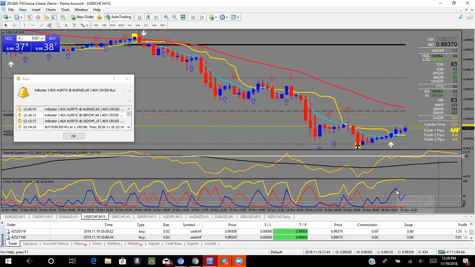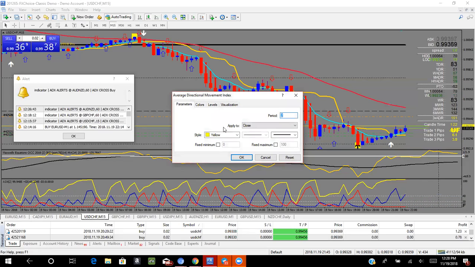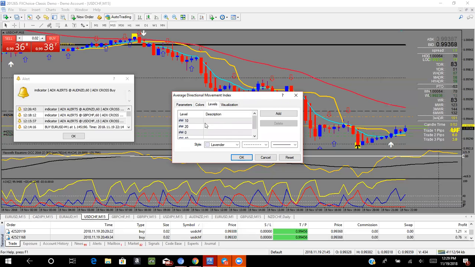I guess I can show you the properties of what this is, an indicator I added. The period I use is 2. Set it to close. I make it yellow. This is more or less the RSI line. I put it on 2. There's the colors. The DI plus is blue and the minus is red. You watch for them to cross. For the levels, I add level 10, level 20, and level 40.